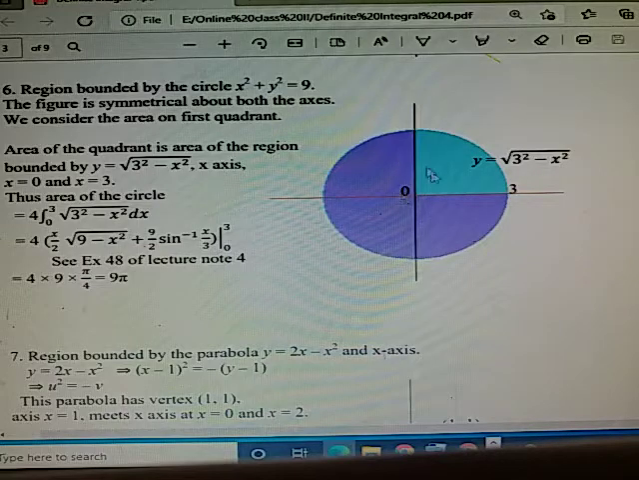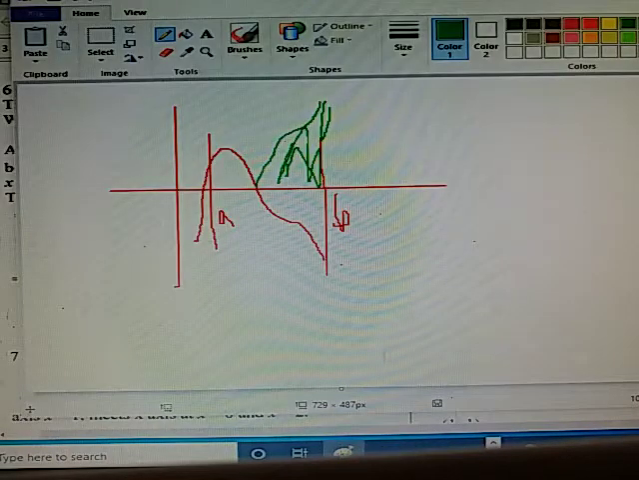Actually this figure is also not perfect. It looks like an ellipse, but leave it. We are assuming this is 3, and also this is 3. It is the radius of the circle. So from x square plus y square we find this one.